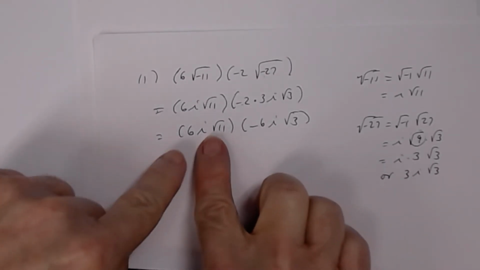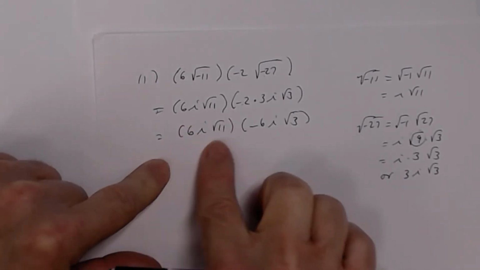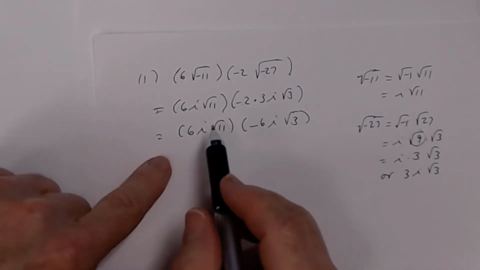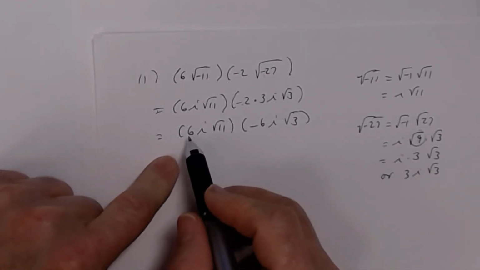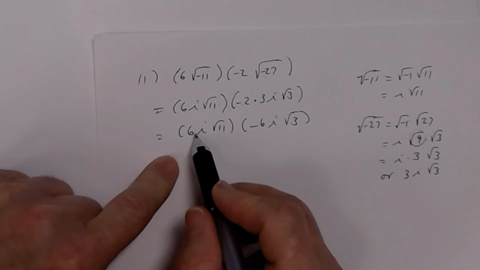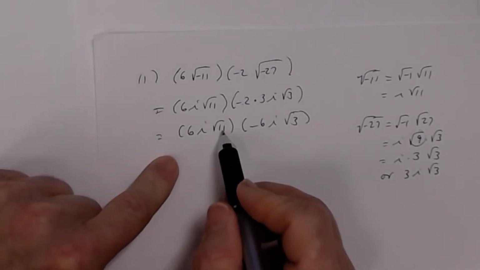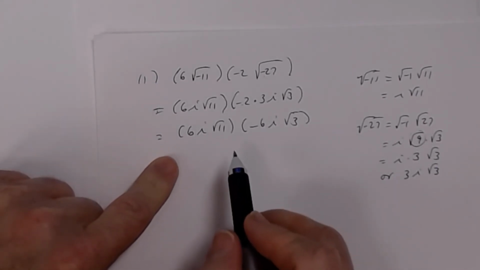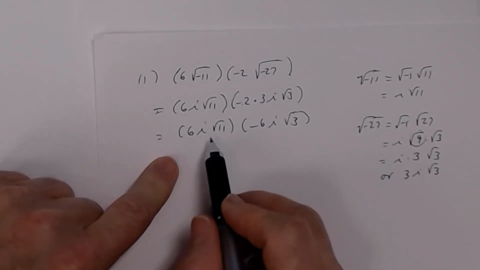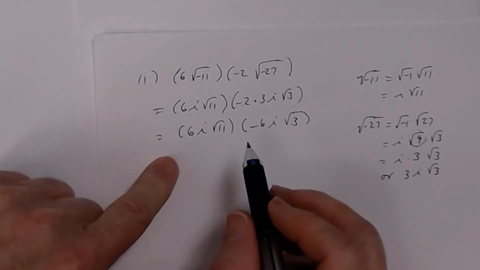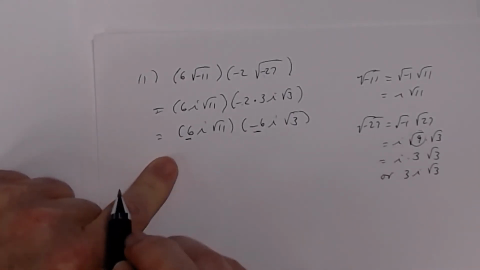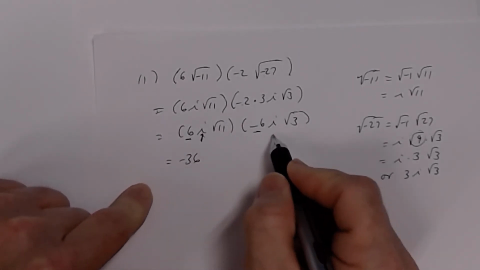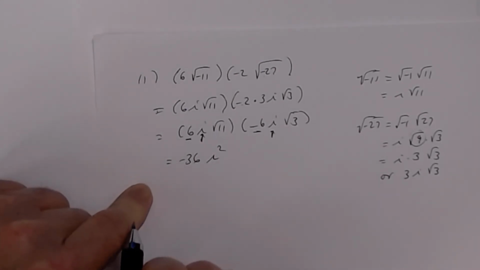This is not a binomial. Think of this as a monomial right here, and this is a monomial. So basically all your operations, if you look at all your operations, it's a product. So 6 times i times the square root of 11 times negative 6 times i times the square root of 3. And remember, multiplication is commutative, so the order in which you multiply does not matter. So 6 times a negative 6 is a negative 36. i times i is i squared.